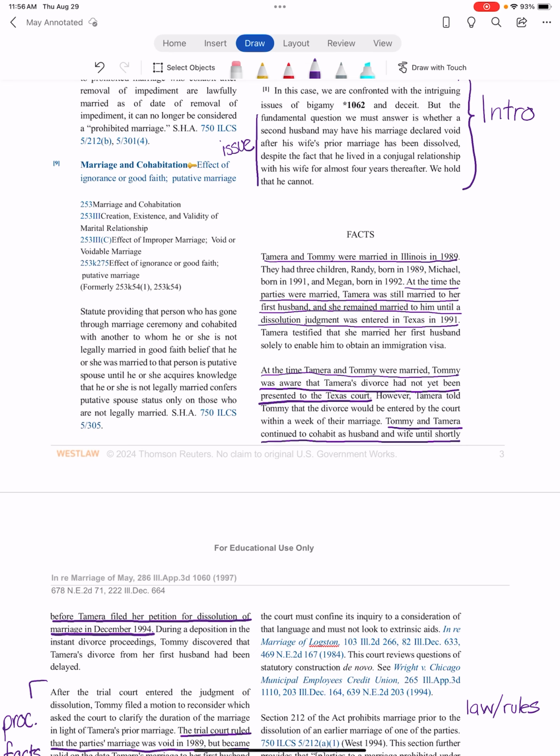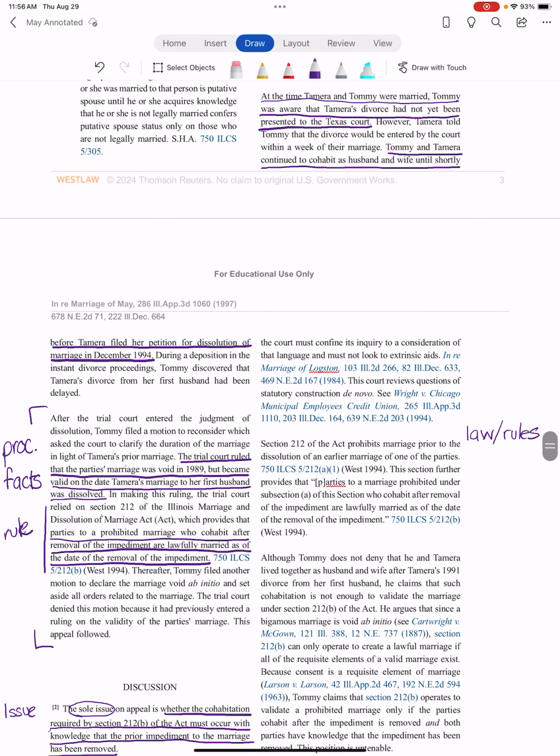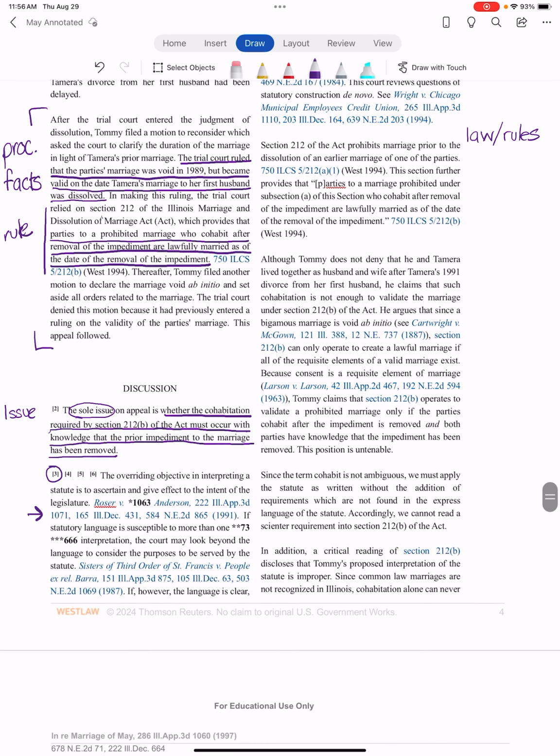But okay, so what we're looking at here down in the discussion is the issue of whether Tommy needed to know that it took that long for that first marriage to get dissolved, and whether he needed to know that staying together with Tamara after that was going to validate their marriage. That's the question. Did Tommy need to know that the first divorce didn't happen until later? Okay, now it's getting into the statutory construction stuff.